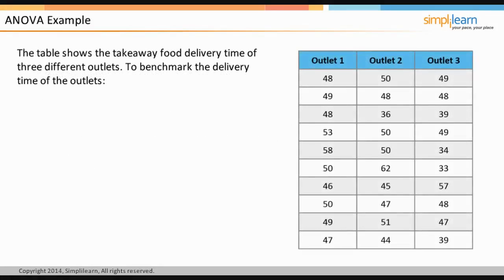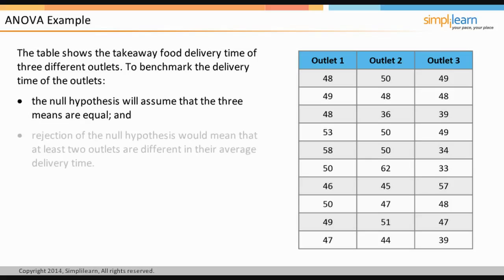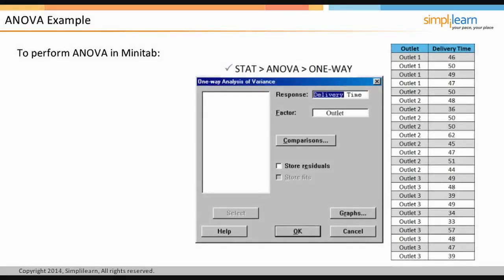As an example, consider the takeaway food delivery time of 3 different outlets. Is there any evidence that the averages for the 3 outlets are not equal? In other words, can the delivery time be benchmarked on the outlet? The null hypothesis will assume that the 3 means are equal. If the null hypothesis is rejected, it would mean that there are at least 2 outlets that are different in their average delivery time. In Minitab, one can perform ANOVA in one of the statistics packages.